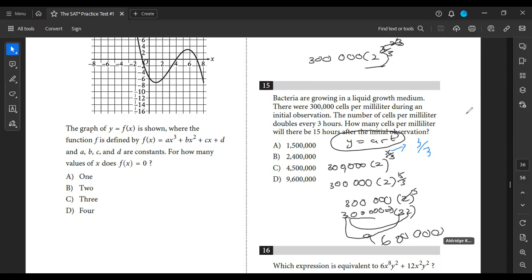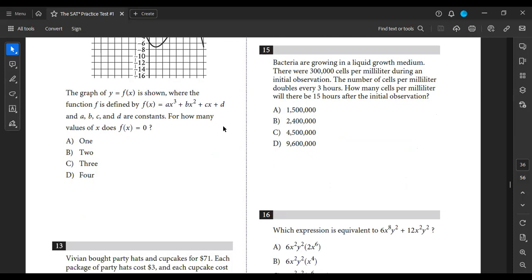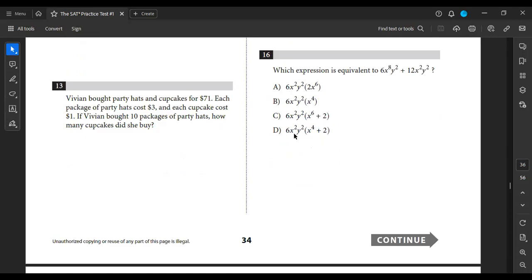Again, there are so many ways to solve this. The first method was probably just the easiest way. But however you do it, I don't think it really matters. Okay, so what are we doing now?